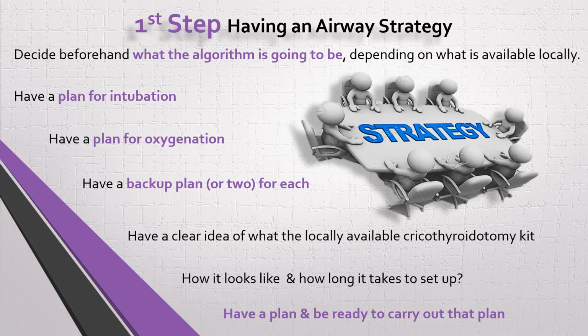They should decide beforehand what the algorithm is going to be, depending on what is available locally. Have a plan for intubation, have a plan for oxygenation, have a backup plan or even two for each of intubation and oxygenation. Have a clear idea before starting of what the locally available cricothyroidotomy kit looks like and how long it takes to set up. You should have a plan and be ready to carry out that plan.